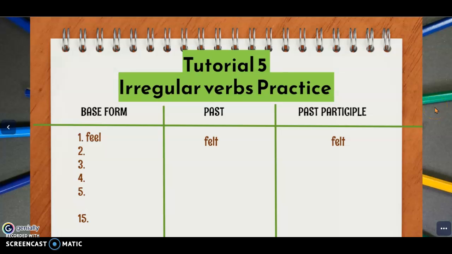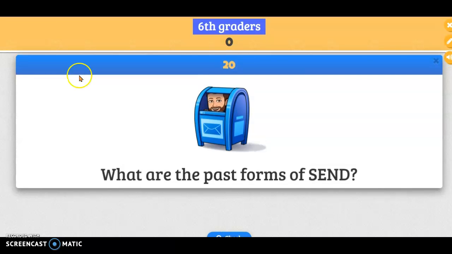So let's start. Remember, you have to write all of them in the chart, and when you finish, you have to upload a picture of that to Classroom. Let's start with number 1, send. Copy the base form, send, the past and the past participle. If you're not sure right now, I recommend you go to your vocabulary and grammar log on the last pages of that book, so you can tell me which are the answers and write them down.